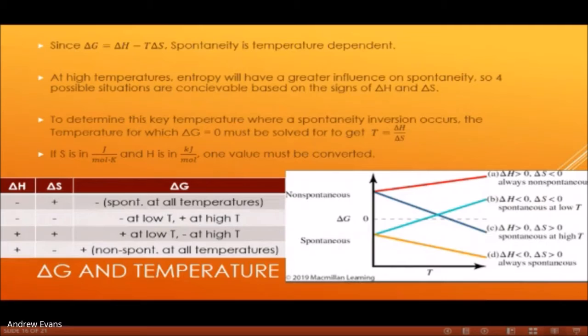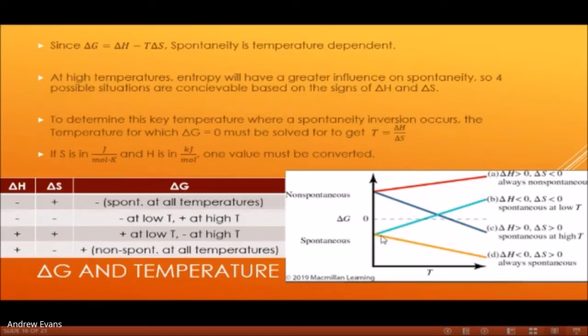If enthalpy is positive, heat is absorbed. If enthalpy is negative, heat is released. If entropy is positive, it becomes more random. If entropy is negative, it becomes less random. So we can imagine a situation where heat is released and the reaction becomes more random. No matter what, we're on this yellow line. It will always be spontaneous at all temperatures.